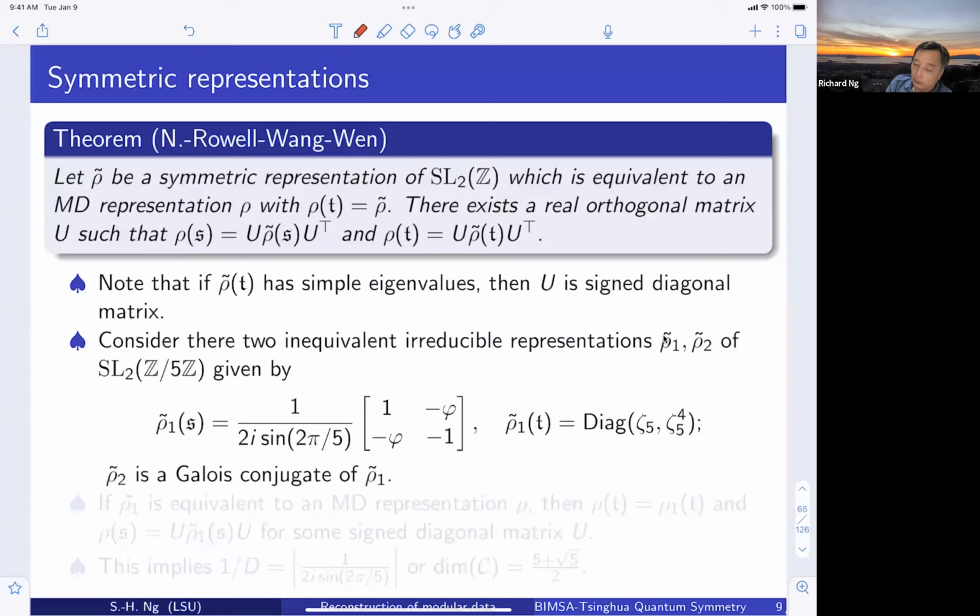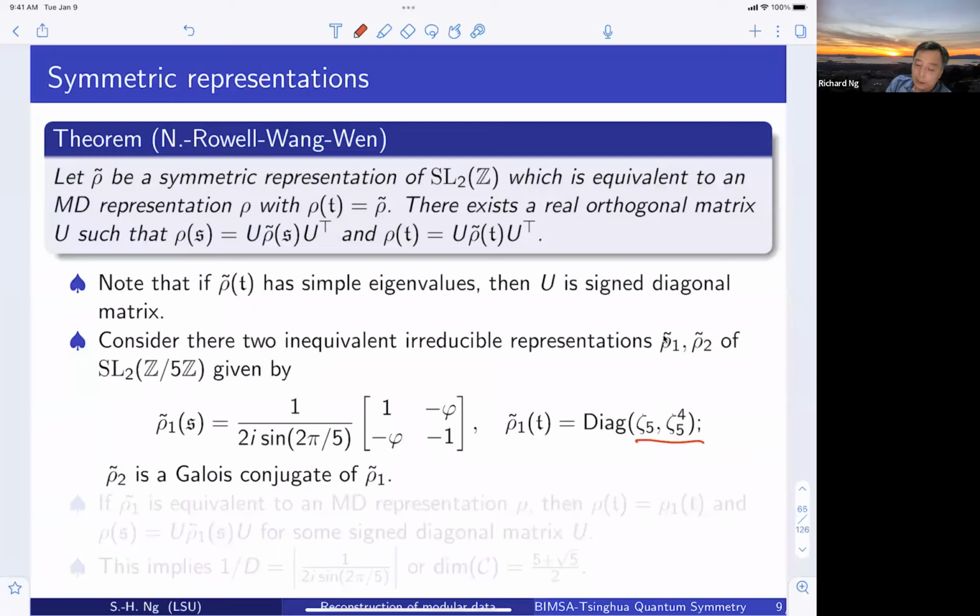You get another representation of SL2 Z mod 5, which is not equivalent to the first one, because they change the T matrix, so it will never be an equivalent representation. So you know that the Galois conjugate is another one. Then you get all of them by using Galois conjugation.